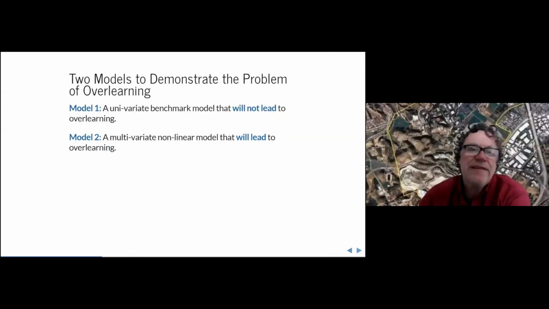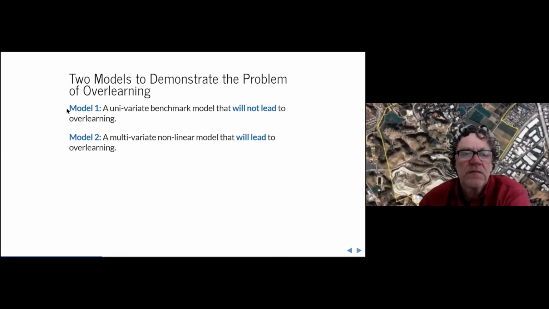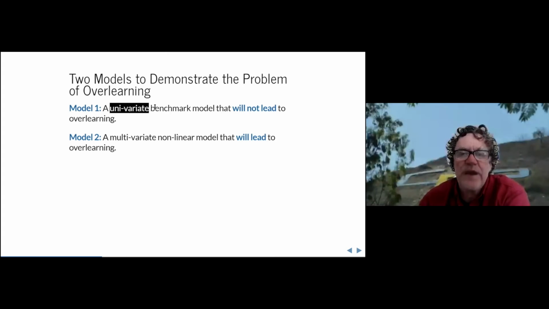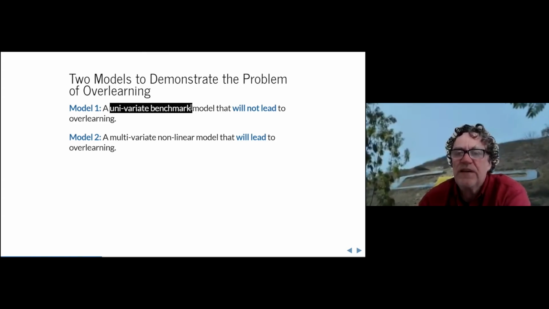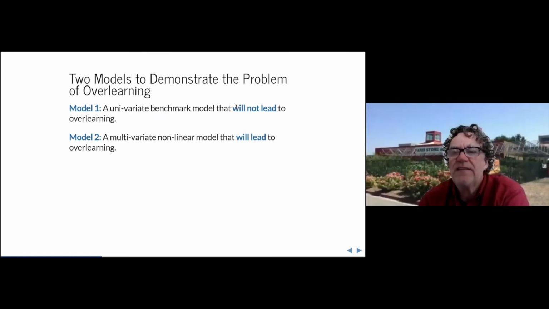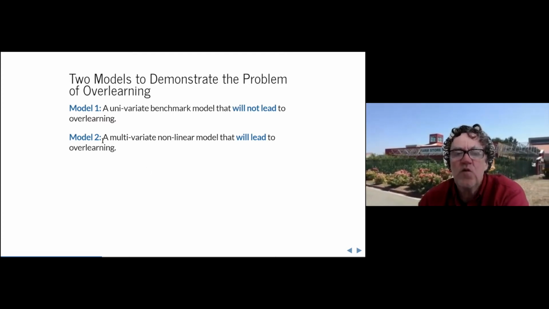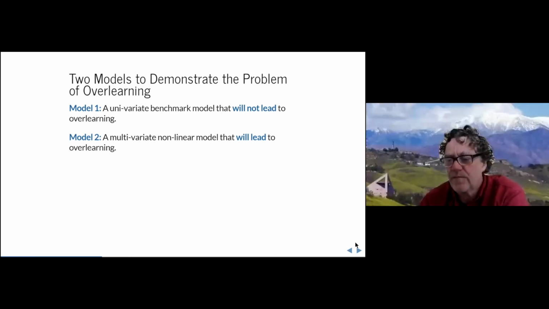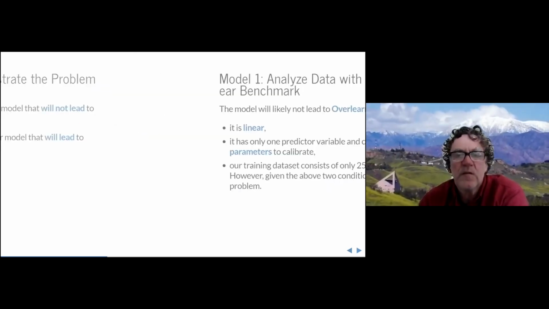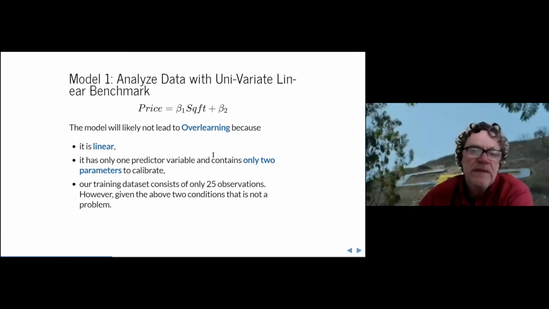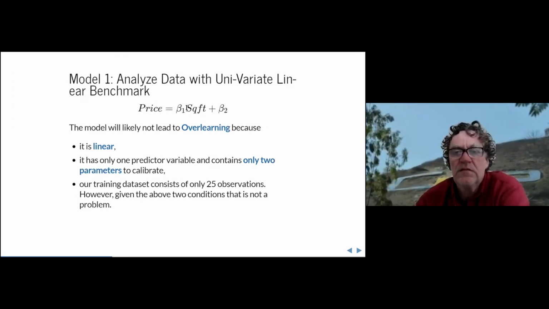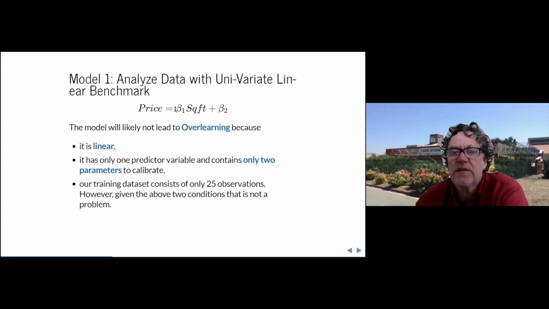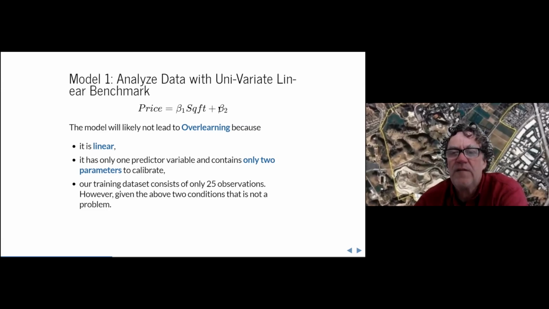We will create two models, and they are called model 1 and model 2. This one is a univariate benchmark model. It has only one predictor variable, and it will not lead to overlearning. Model 2 will be designed in a way that we can see some overlearning. We start with our first model. Here's the equation for the model. We use square footage as the only predictor variable. It gets multiplied with the parameter beta 1, and beta 2 gets added.